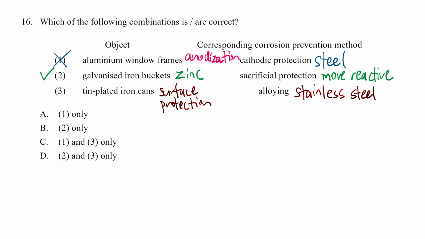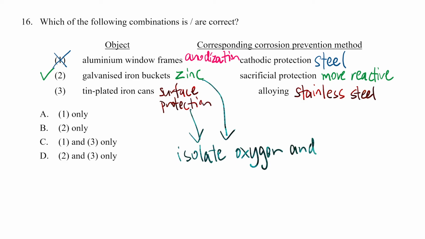Now, how do these two actually protect iron from being rusted? Maybe I'll write a note here. It's because they isolate oxygen and water from iron.